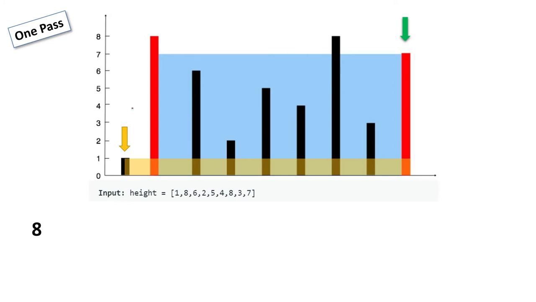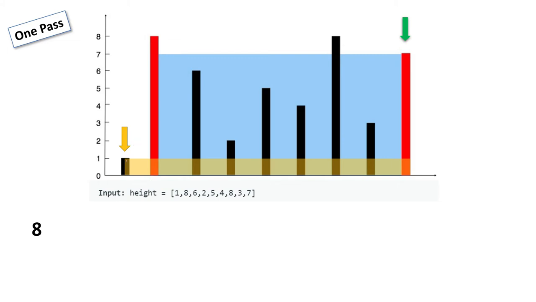Now whom do we have to move? See, the minimum between these two is this one. That means if I move it forward, there is a chance that I can get a higher bar which can hold more water. So that's why we have to move the pointer of the minimum of both bars, forward or backward, you can say.